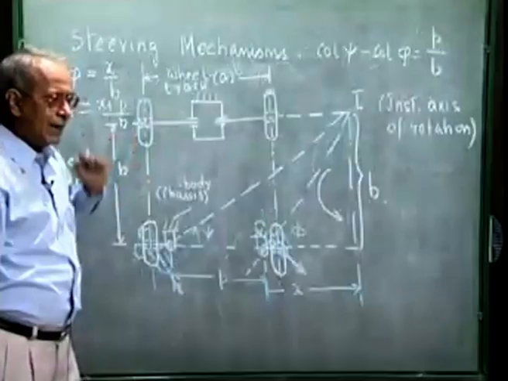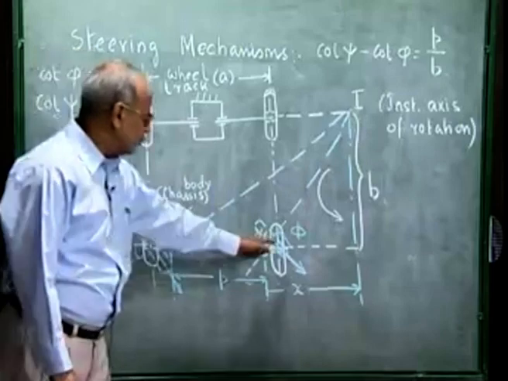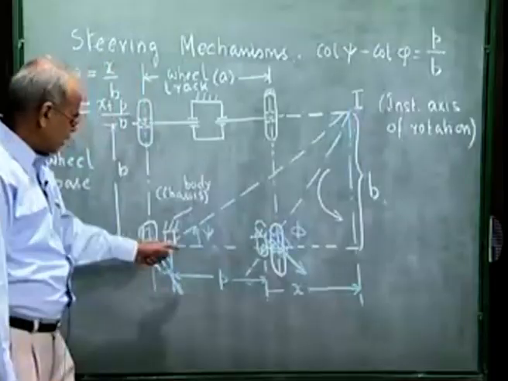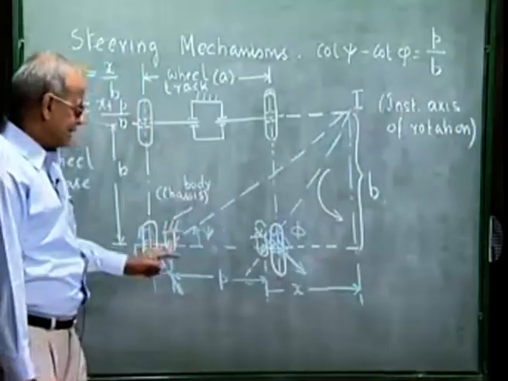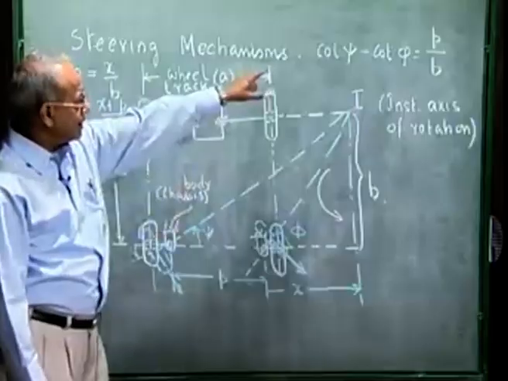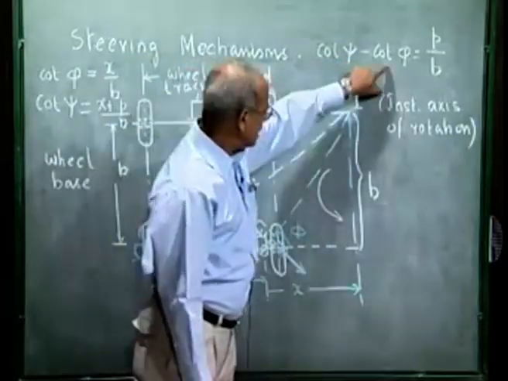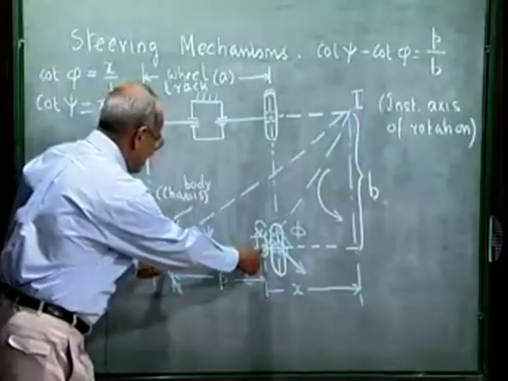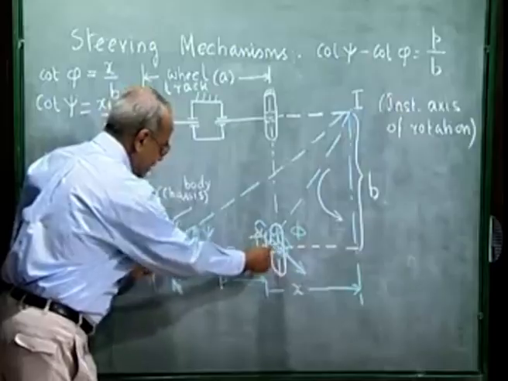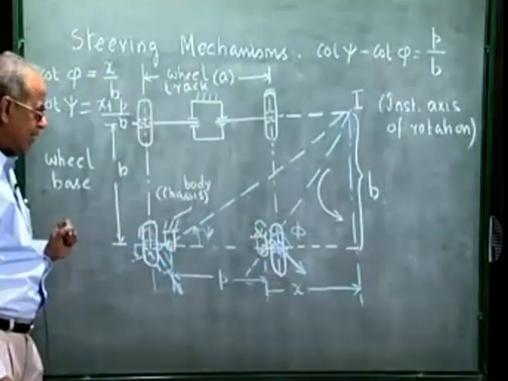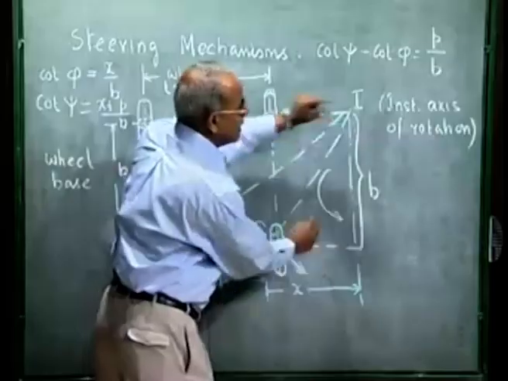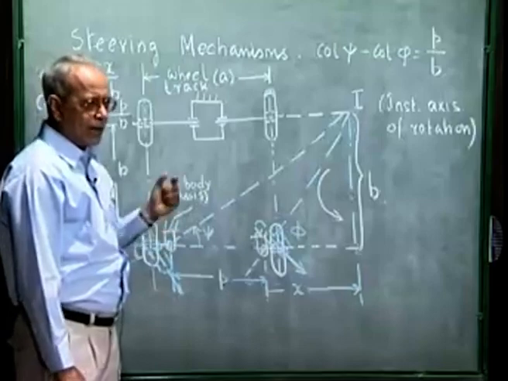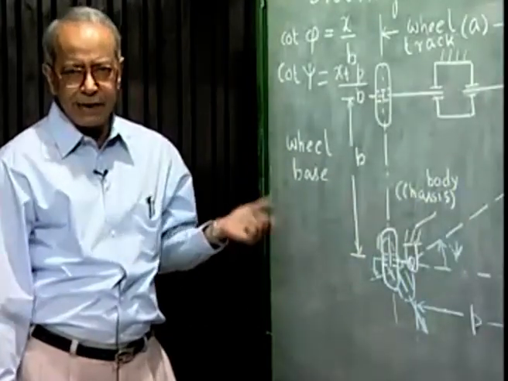So, for perfect steering requirement, the rotation of the two front wheels, the inner wheel by phi, which has to rotate more, and the outer wheel by psi, which has to rotate less, this phi and psi should be related by this equation. Cot psi minus cot phi is p by b, where p is the distance between the two pivots onto which these two front short axles are mounted, and b is the wheel base. Now, we will see how we can achieve this condition by using different types of steering mechanisms.